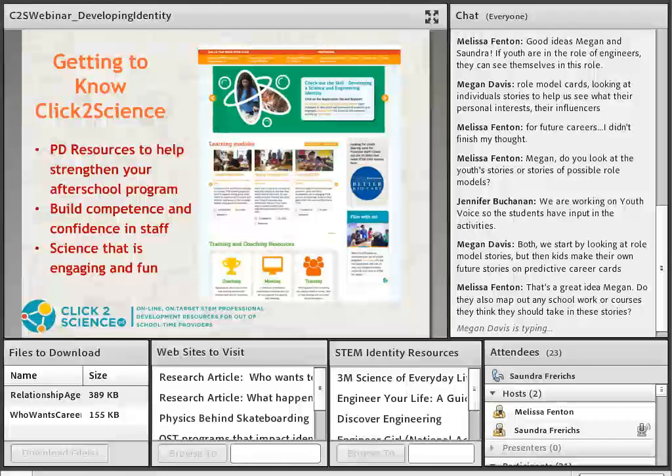We want to understand what your role is and your perspective in building a STEM identity, but we also want to share with you the resources that are available on Click to Science to help build the competence and confidence of the staff who work with students in informal settings.